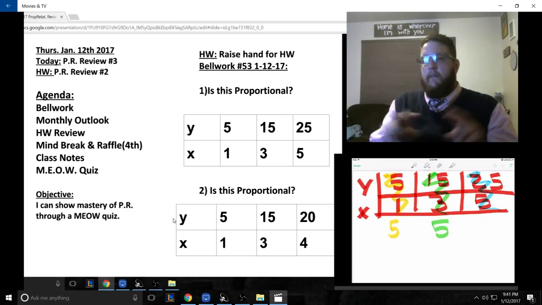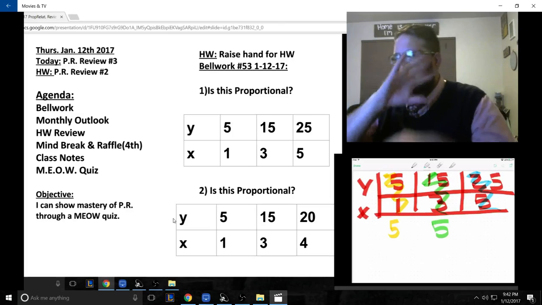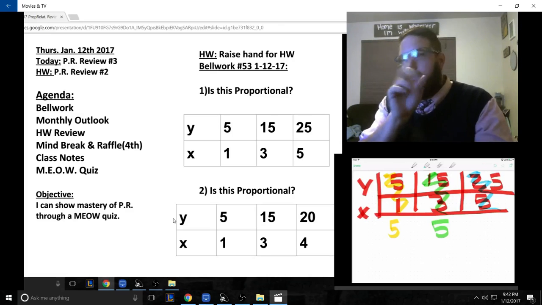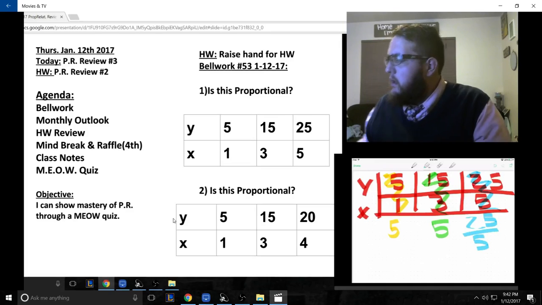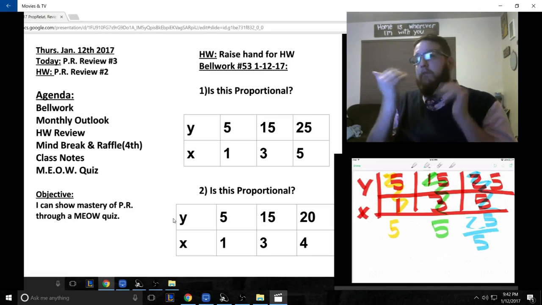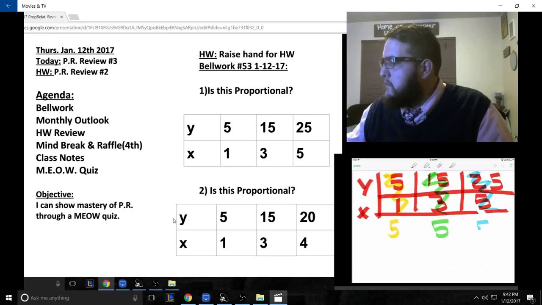Now we'll take our third pair. Our y value is 25 and our x value is 5. So again, we'll set up the ratio in order to determine the rate of change. 25 divided by 5 is 5. Now you'll notice each of our rates of change are 5.